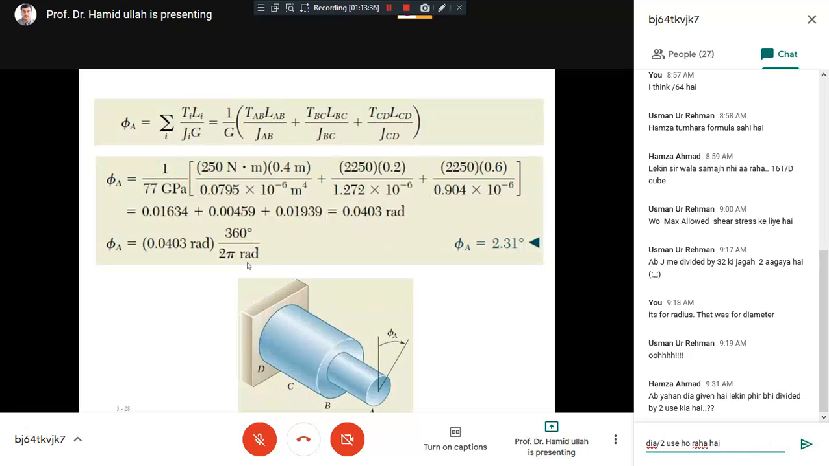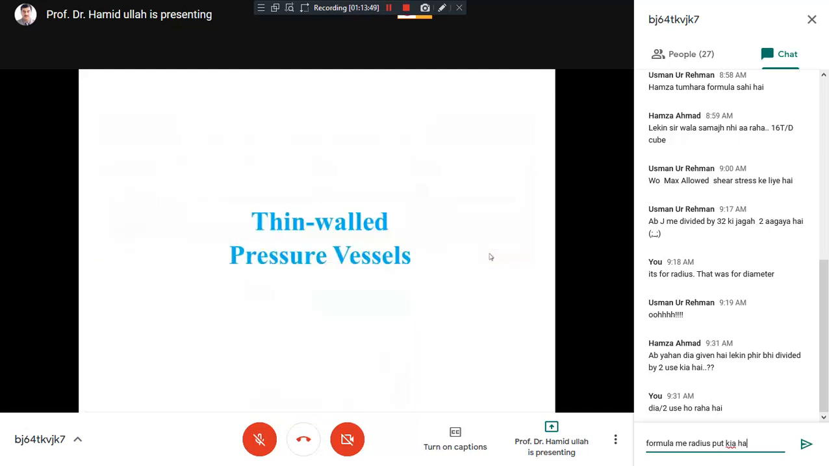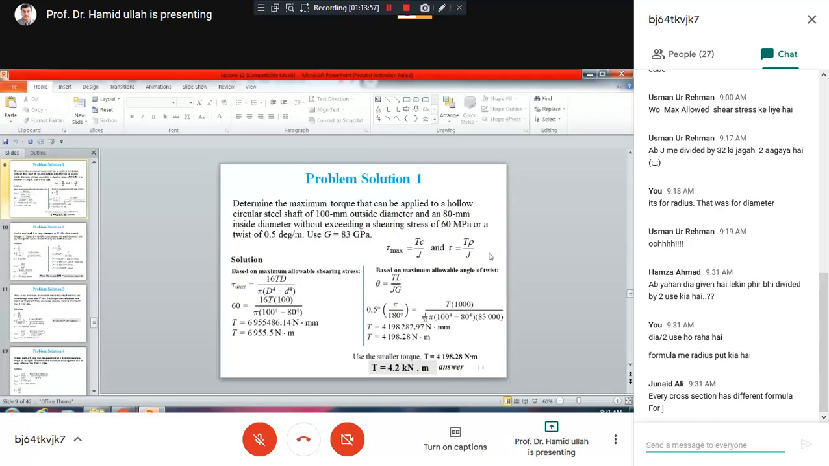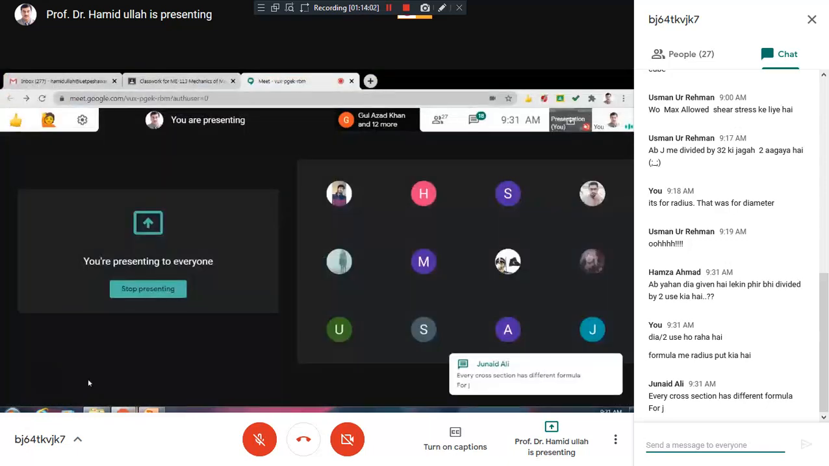So using the conversion factor, you can convert the angle from radian into degree. So the answer at point A, or end A, equals 2.31 degree. So this was the first part regarding torsional load.